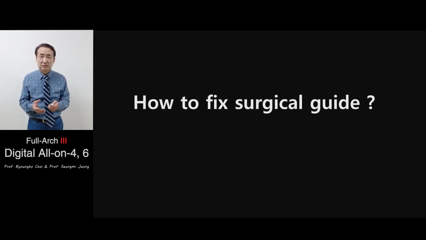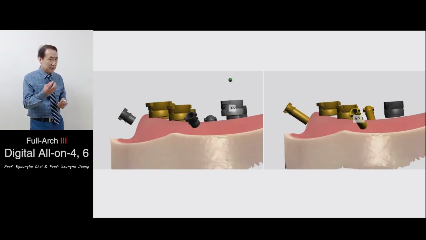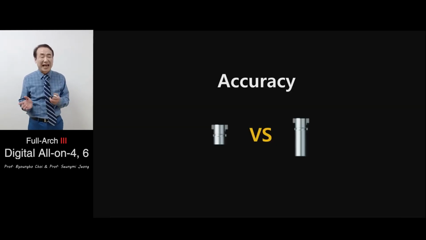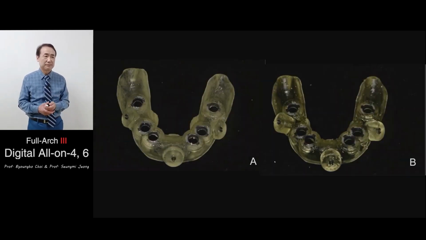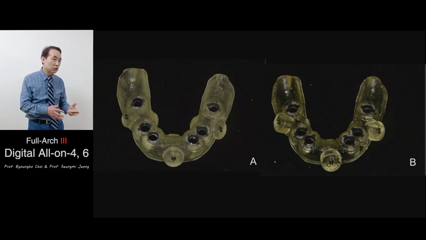How to fix a surgical guide precisely? You can see here 2 types of sleeve, a short one and a long one. This shows a short sleeve and a long sleeve. We compared the accuracy between the long and the short sleeves. We fabricated 2 types of surgical guide. The first one with a short sleeve and the other one having a long sleeve.